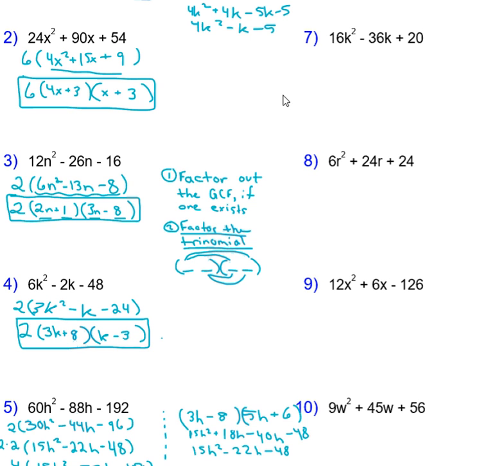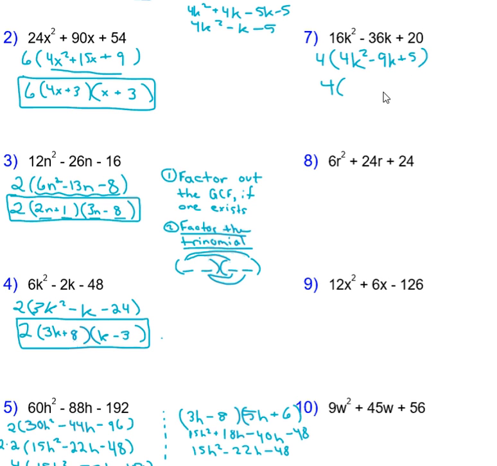All right, for these other ones, let's speed it up a little bit more. I'm going to tell you the greatest common factor. It's a 4. And then if I divide out 4, I get 4k squared minus 9k plus 5.